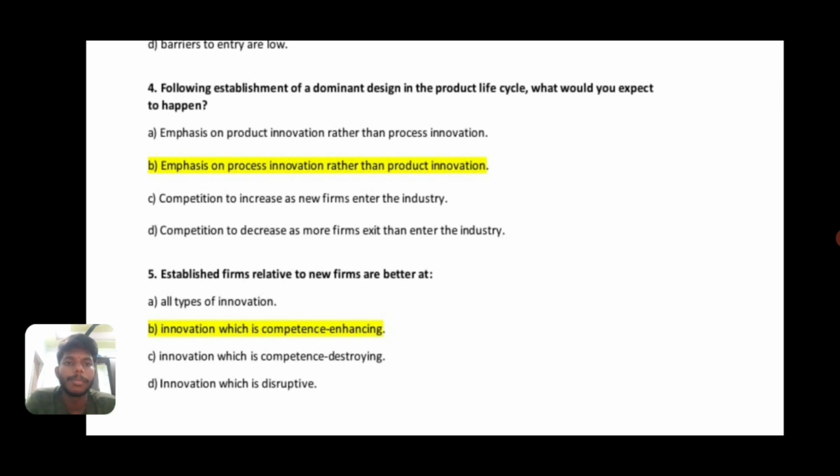Fifth question. Established firms relative to new firms are better at all types of innovation. Innovation which is competence enhancing, innovation which is competence destroying, innovation which is disruptive. Option B, innovation which is competence enhancing.